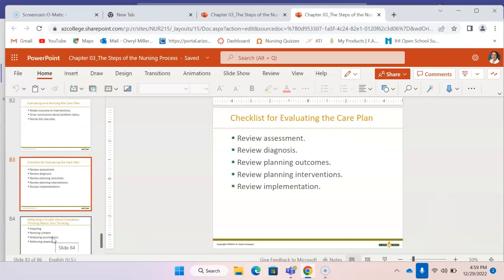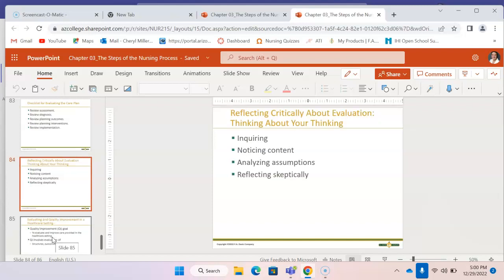And then checklist for assessing, right? You assess, you're going to go back and look at, is my assessment right? Was my diagnosis correct? Was my planning outcome correct? Was my intervention correct? Was my implementation of that right? So if somebody's not doing something I told them to, it might not be me, but it could be me. Start with the equipment, right? Make sure that they're on board with this care plan. Okay, a couple more slides.